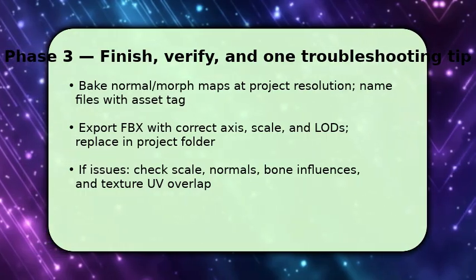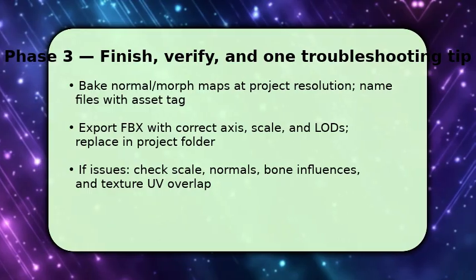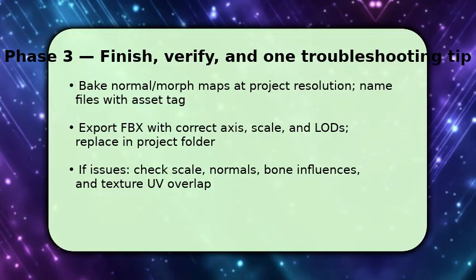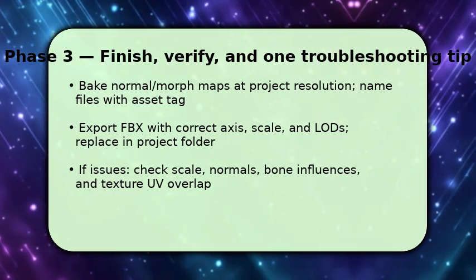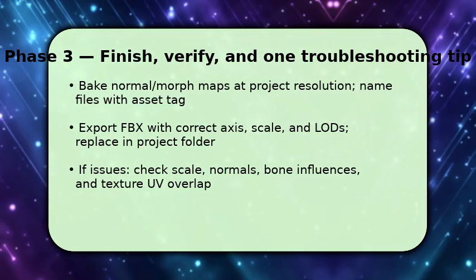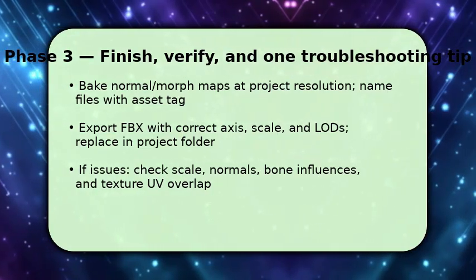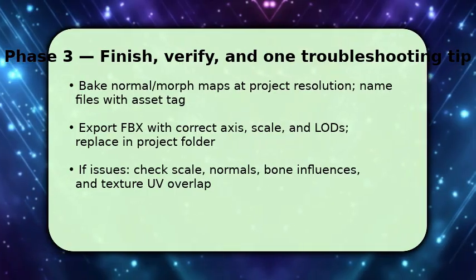Replace the asset in the project, reload the scene, and validate LODs and animation blends. If the closed eye mesh looks wrong, check common culprits: inverted normals, wrong export axis, mismatched skin weights, or overlapping UVs. Fix those, re-export, and test again until the pose and shading are right.